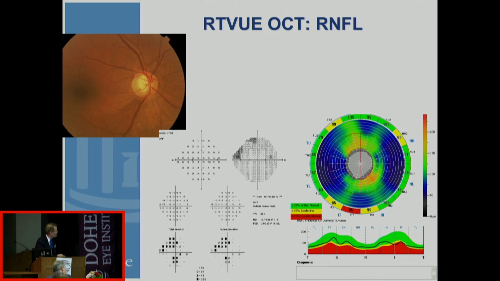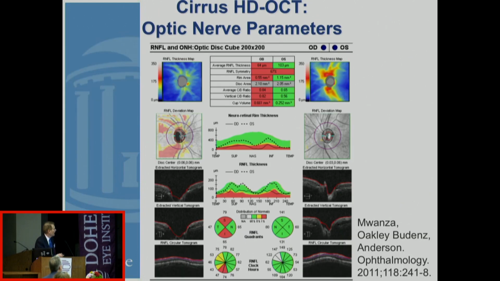The sectors here, there are 16 sectors instead of 12 clock hours. And I think you can appreciate the retinal nerve fiber layer defect here that is shown on the RTVue in that area. And again, loss of the double hump pattern, it's been called. This area goes in the red on the TSNIT plot.